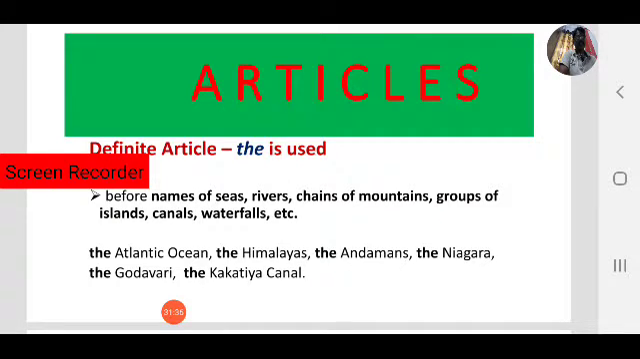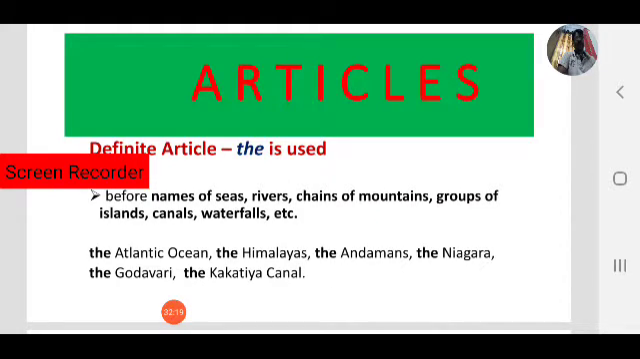Observe, Himalayas is not a peak, it is a chain of mountains, as you may have studied in social studies. Himalayas is not only one, it is a chain of mountains. So in that case we use the Himalayas, the Andamans, a group of islands. The Niagara is a waterfall, the Godavari is a river, the Krishna, the Yamuna, the Sarayu, like that, the Kakatiya canal.